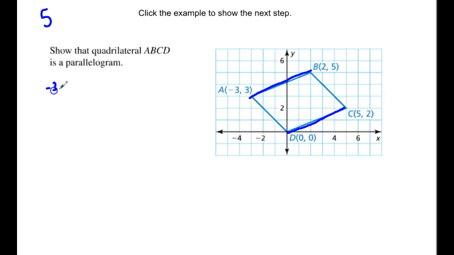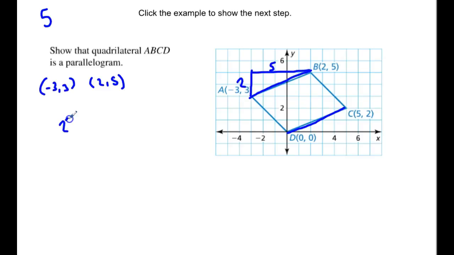A was at negative 3, 3, and B is at 2, 5. I know that my distance formula, right, is also the same thing as making a triangle and using the Pythagorean theorem. So I know that my distance here was 2, and I know that my distance here was 1, 2, 3, 4, 5 right here.